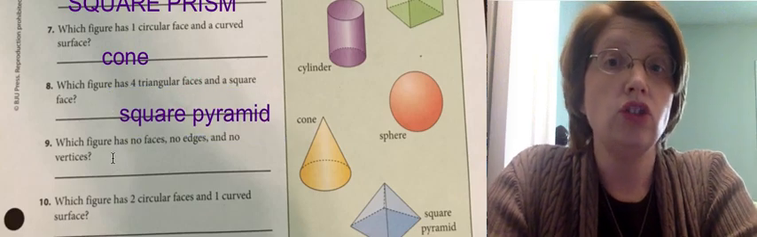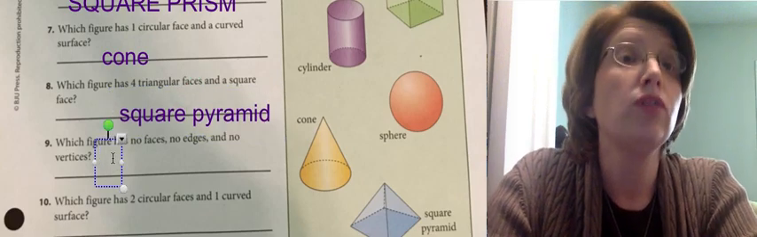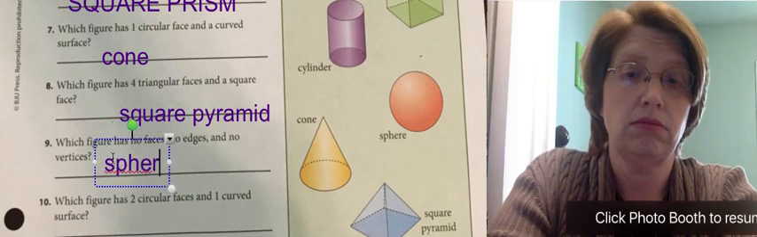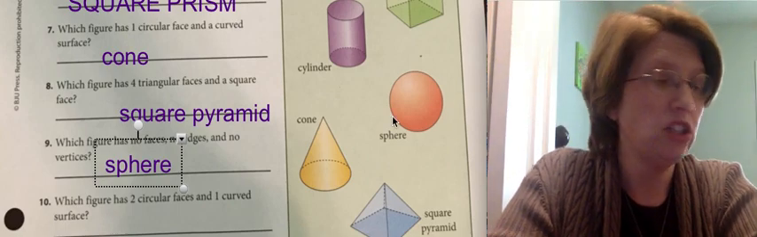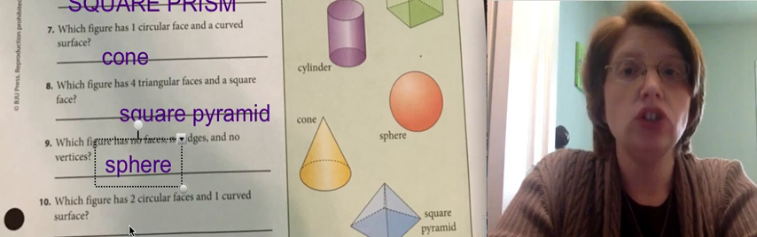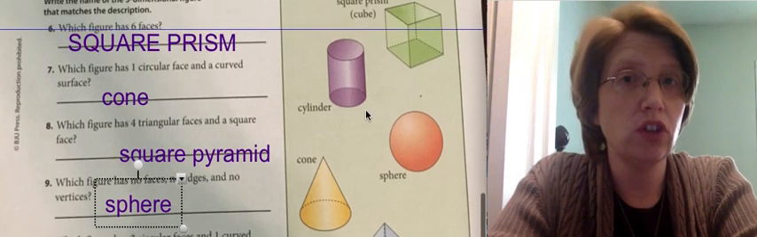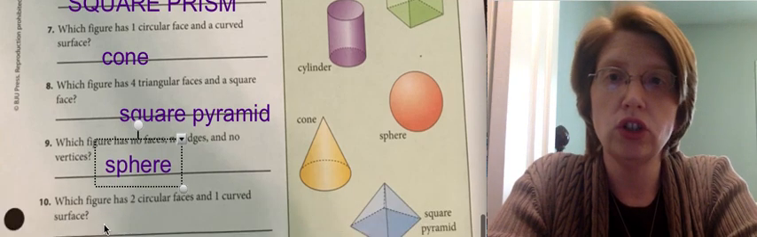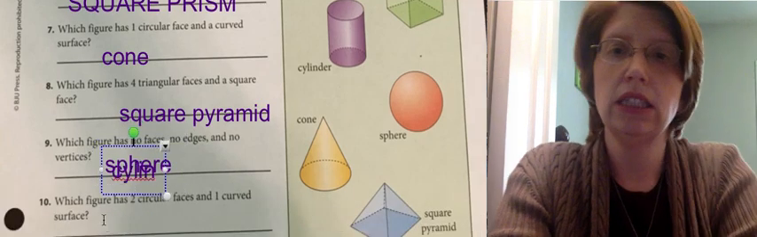Which figure has no faces, no edges, and no vertices? The sphere, right? The sphere doesn't have any edges, no points, nothing. Which figure has 2 circular faces and a curved surface? So what are we left with here? The cylinder has 2 circular faces.